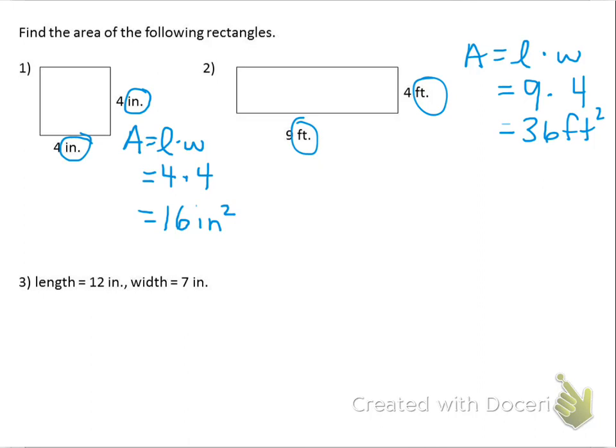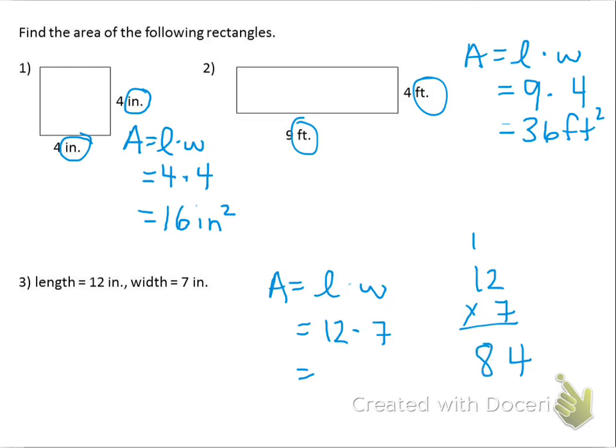And the last one down here, we don't have a picture for this one. They didn't give us a rectangle, but it gives us the information we need. Length equals 12 inches and width equals 7 inches. So I'm going to write my formula. A equals L times W. A equals 12 times 7. Then I'm going to multiply 12 times 7 on the side. If you can do it in your head, no problem. 2 times 7 is 14. 7 times 1 is 7, plus 1 is 8. So we know that our area is 84 inches squared.